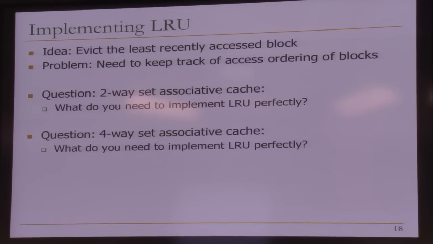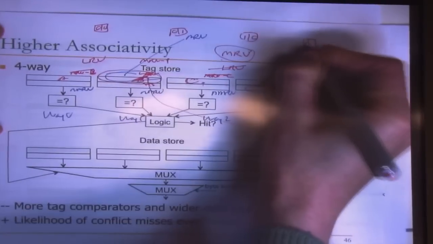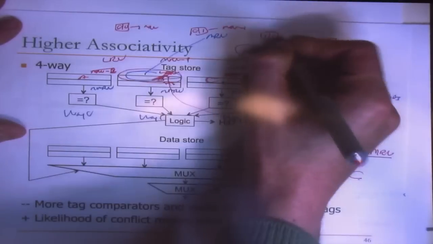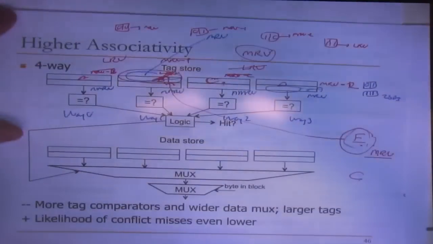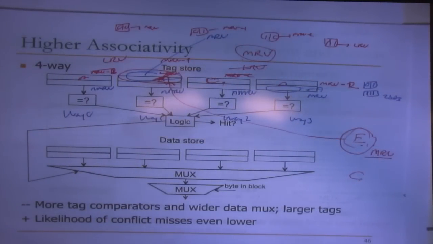Because, yes, the 2 bits, because you need to say, basically, 2 bits will tell you the relative order, right? Let's say 0, 0 is most recently used, 0, 1, 1, 0, 1, 1. This basically maps to MRU, MRU minus 1, MRU minus 2, and I guess LRU here. You could assign anything, really. But this is actually a lot of hardware.